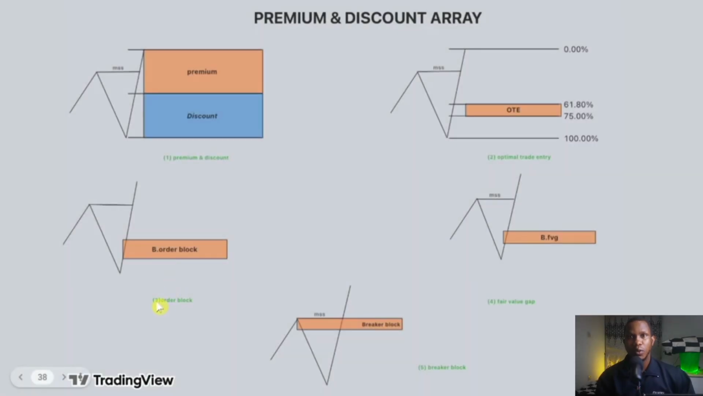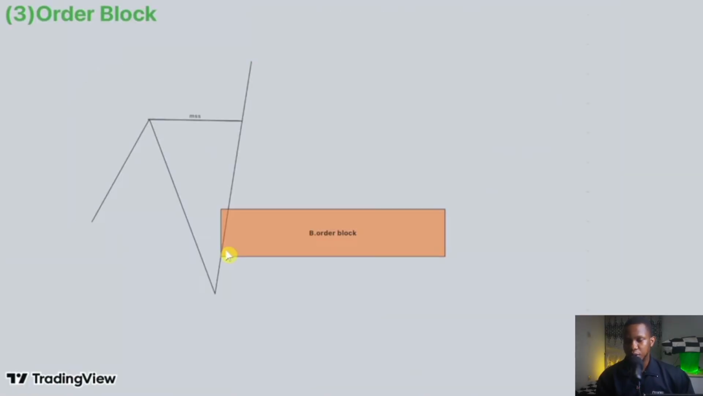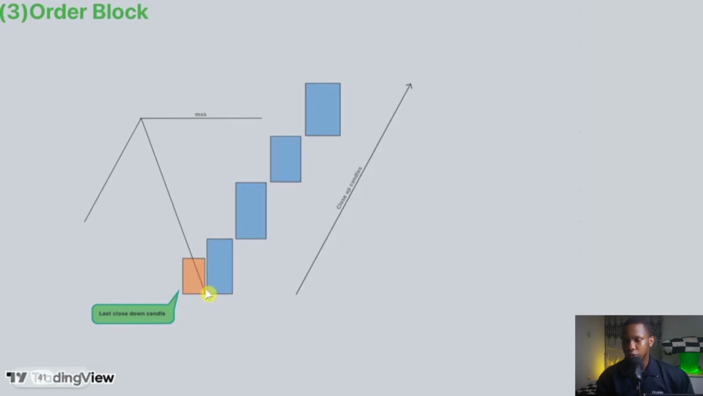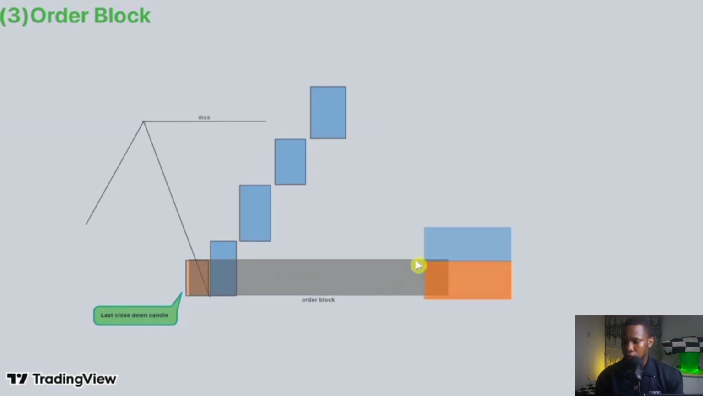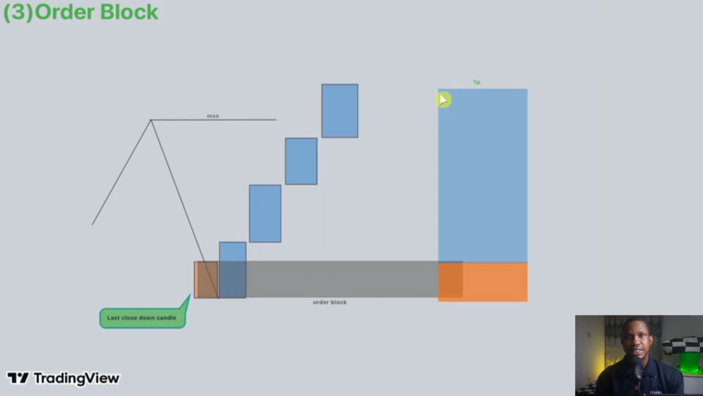So the order block is simply the last down close candle before these up close candles. So mark out this candle as my order block. I just have to make my entry here, stop loss below here, and I take my profits here, guys.